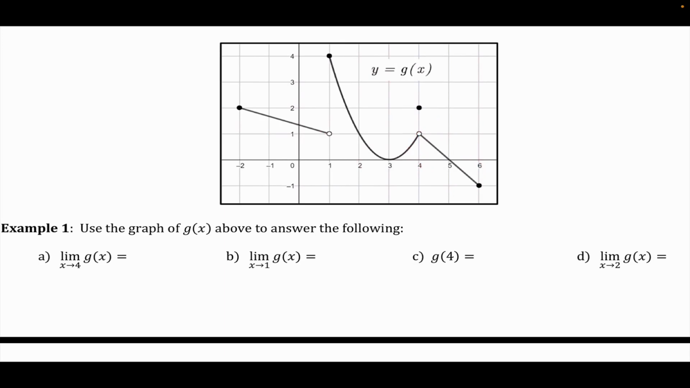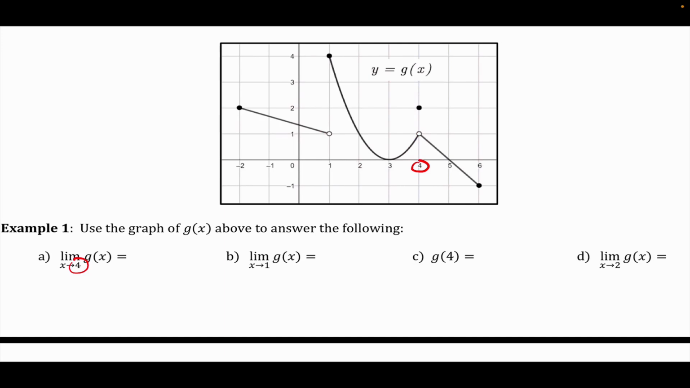So the first one is as x approaches 4. Okay, so 4 this time. What is y doing? Remember, a limit always means the answer is always going to be y. What is y doing? We know x is getting closer and closer to 4. What is y doing? Okay, so let's start from the very, very left side.